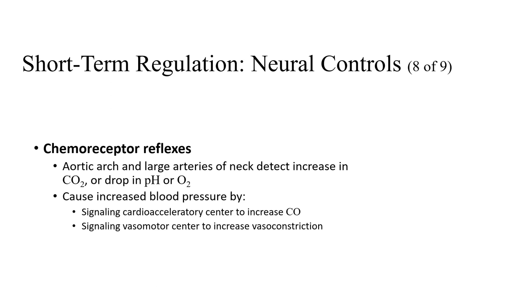So let's take a look at another short-term regulation, which is the chemoreceptor reflex. So what are the chemoreceptors? On the same spots, quite close to where you find the baroreceptors, in the aortic arch and large arteries of the neck and in the carotid sinuses, you also find specialized cells that can detect an increase in carbon dioxide or a drop in pH or oxygen level.